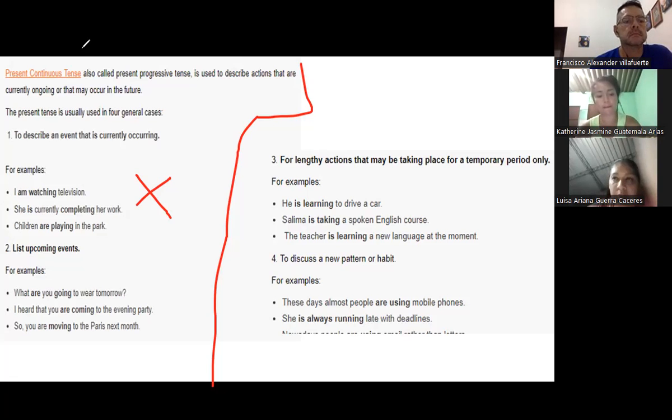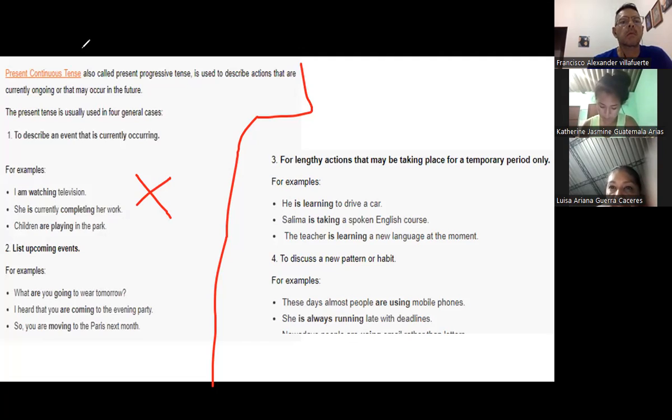List upcoming events. What are you going to wear tomorrow? Cosas que nosotros, eventos que tendremos a futuro. I heard that you are coming to the evening party. So you're moving to Paris next month. Hey, you're studying English at Inglés Corporativo. So you're talking about upcoming events or future activities.